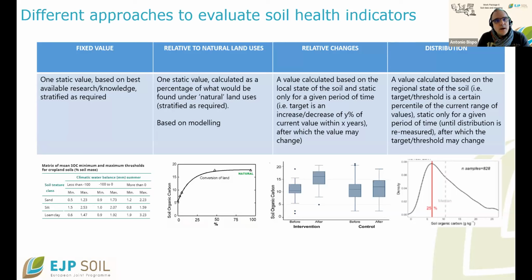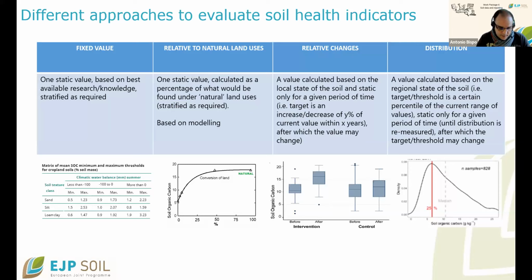The third way of deriving such values is just to give a relative change, to ask for an increase or decrease of Y% in the coming 5 or 10 years, for example. So you ask people to look at their soils and to increase one property, one indicator, by Y%. So it's more local, for example, and it can be local or even at national scale. You can ask to increase a specific parameter of your soils by 5%, 2%.